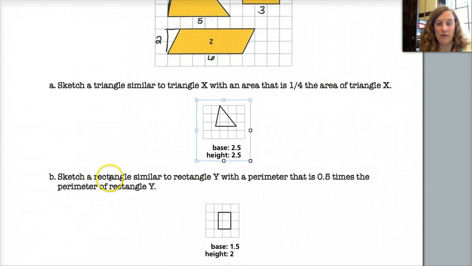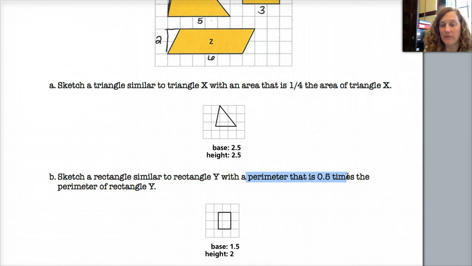Sketch a rectangle similar to rectangle Y with a perimeter that is half the perimeter of Y. Again, you could figure out what the perimeter of Y is and you can cut it in half, or you can recognize that if your perimeter is half as big as the original, then your scale factor is half as big as the original, because perimeter and scale factor are the same.